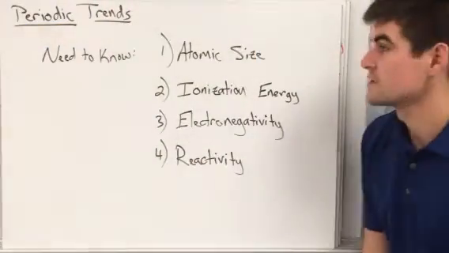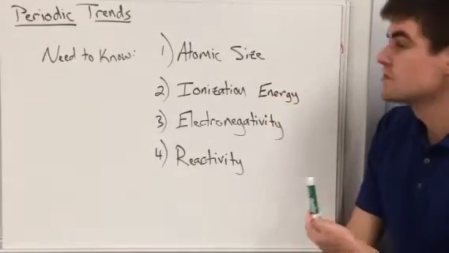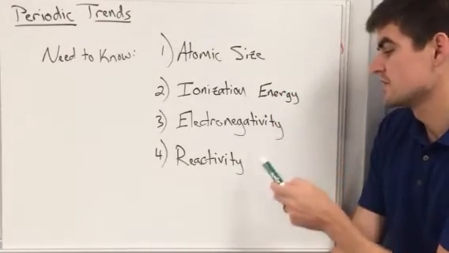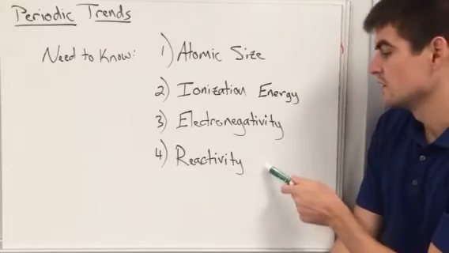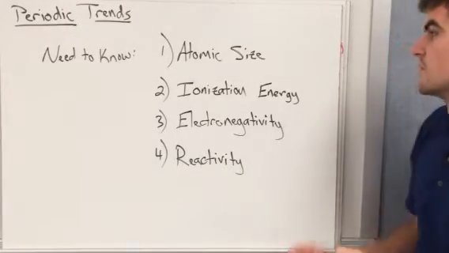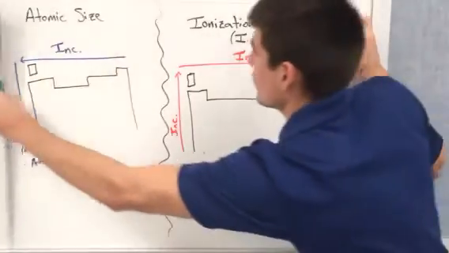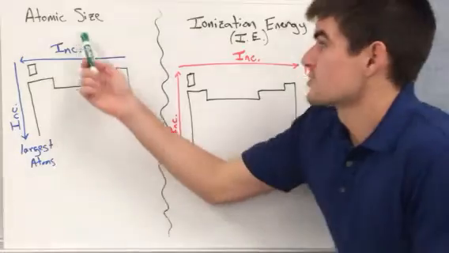Today, looking at periodic trends. So 4 trends you need to know: atomic size, ionization energy, electronegativity, and then reactivity. And there's 2 trends here for reactivity we'll look at. The first one, atomic size.